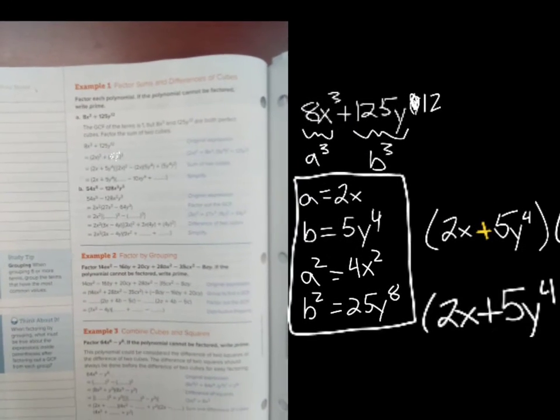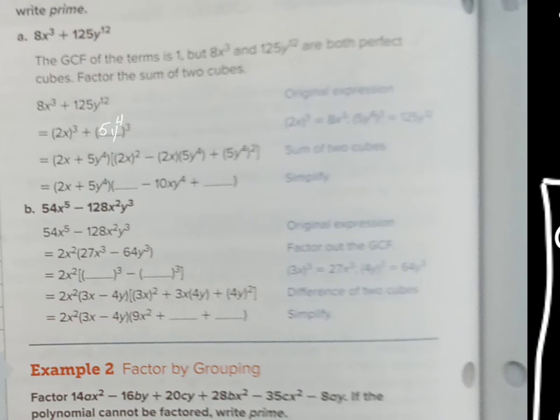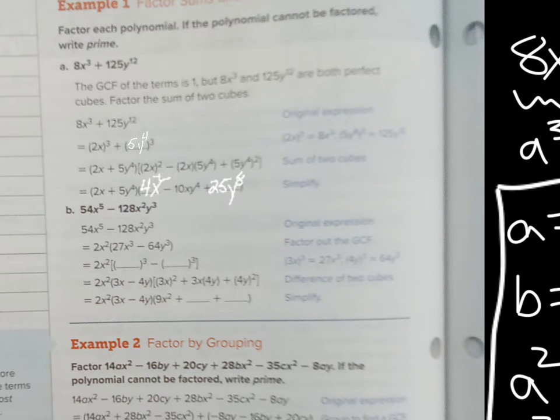So then what they need here, what are they looking for? They got 2, so then they need a 4x squared here, and then a 25y to the 8th. Okay, so again, you just got to memorize that formula.